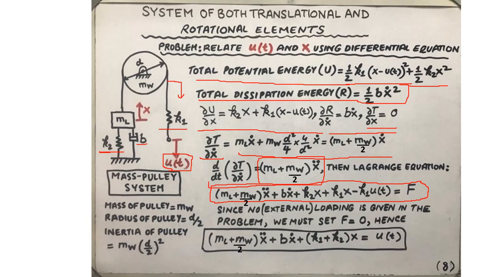It turns out to be (ml plus mw) divided by 2, so here it really should have been 2, times x double dot plus b x dot plus K2 x plus K1 x minus K1 u of t equals F. Remember, there is no external loading in the form of a force F. Therefore, we must set F equal to 0. Once we set F equal to 0, then the final equation of motion that relates the input displacement u of t with the displacement of the mass can be found as shown here.